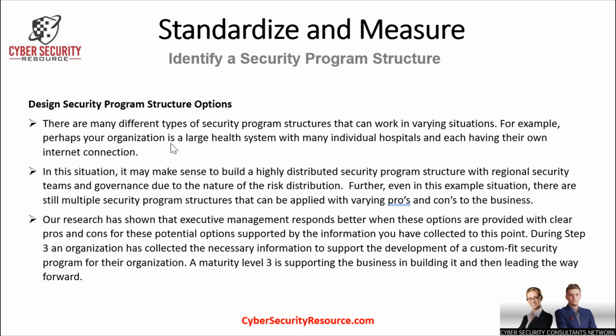During step 3, an organization has collected the necessary information to support the development of a custom-fit security program for their organization. We're searching for a maturity level 3 in supporting the business, in building it and then leading the way forward, right? As you're looking at your security assessments and defining a maturity for the security program, in many cases, it's on a 0 to 5, 1 to 5 scale. And we're looking for a security program to be at least operating at a maturity level of 3. So any areas we're lacking in there, we want to look at stepping up before we really start advancing in other areas.